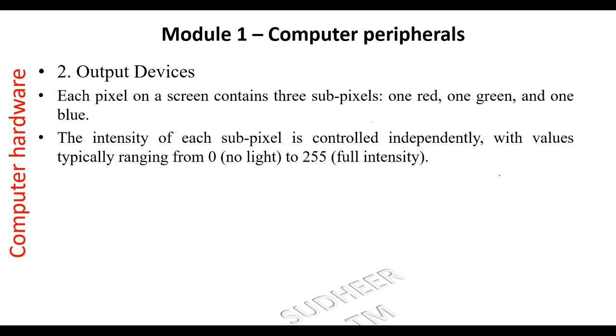The intensity of each sub-pixel is controlled independently. So the control board also becomes expensive. Coming from a black and white screen to a color display, in every location you have 1 pixel for a black and white screen, and it is 3 for a color screen. Each pixel is controlled by separate lines.